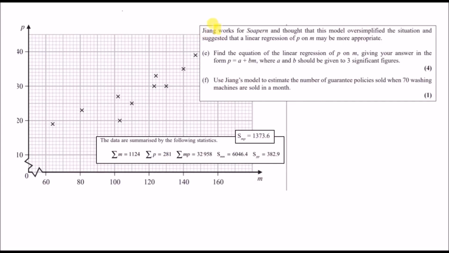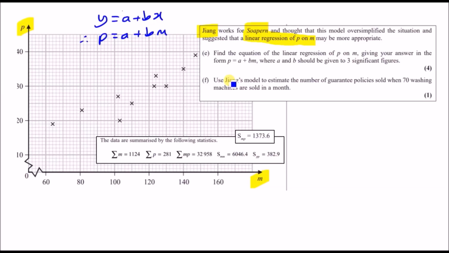So now we've got a guy who works for this company again and thought that this model oversimplified the situation. Now he suggests that we use a linear regression of P on M, which may be more appropriate. When they say linear regression, what we're used to seeing is a form like y equals a plus bx, where we have to find a and b. Because they're using P on M, we essentially have P equals a plus bM. So just replace y with P and x with M.